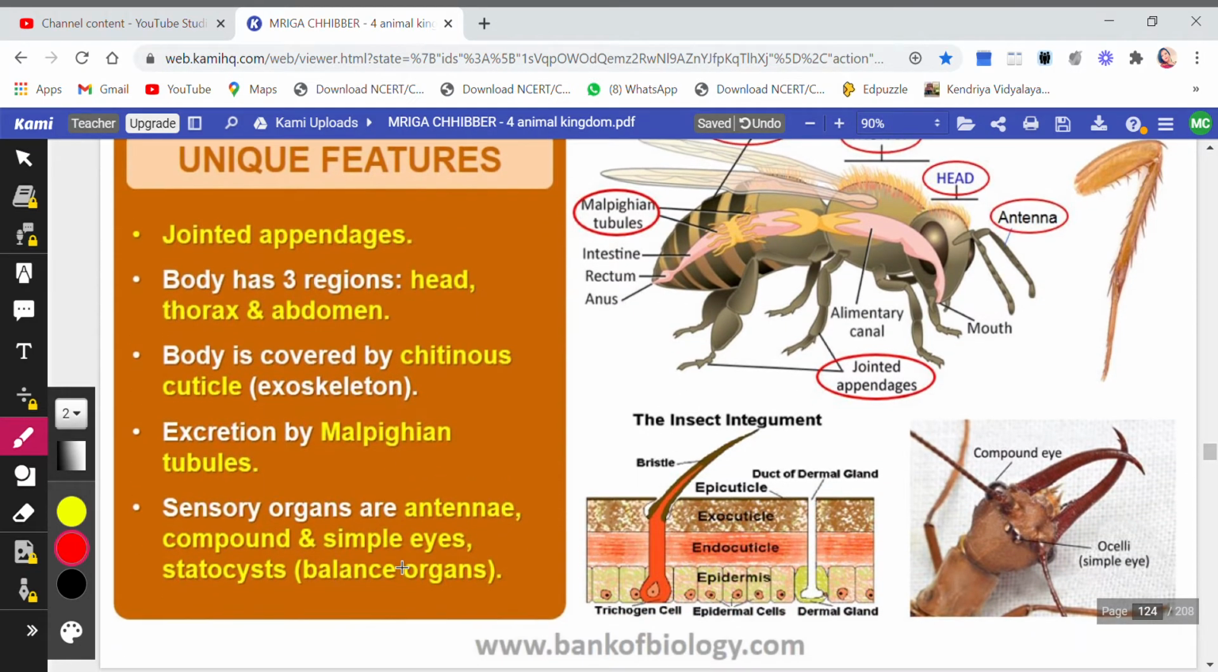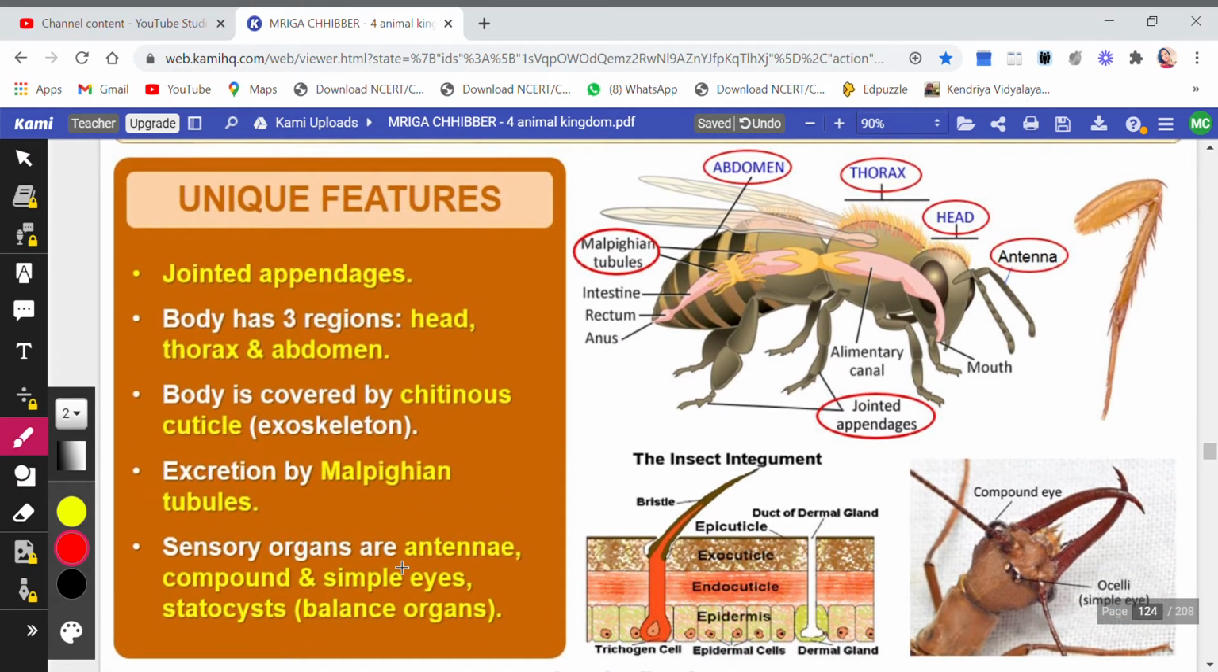Now, unique feature, because this phylum is actually named because they have jointed legs. The speciality of this phylum is that the organisms have jointed appendages. So this is the one. The first unique feature is jointed appendages. The body has three regions, as you see: head, then thorax, and the abdomen. So the body is divided into three regions: head, thorax, and abdomen.